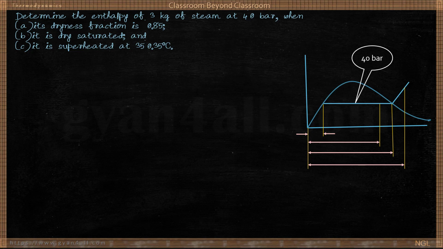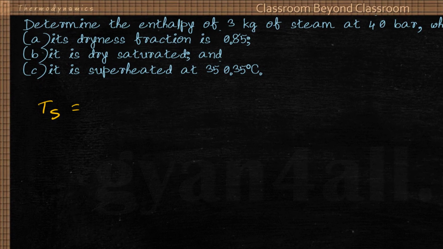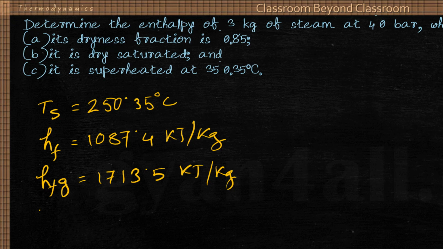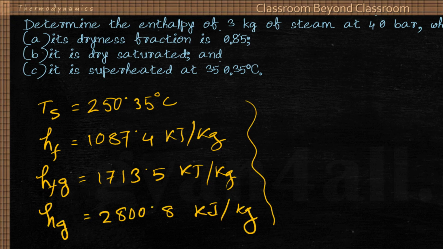So from steam table at 40 bar pressure, we get saturation temperature Ts is equal to 250.35 degree centigrade. Sensible heat HF is equal to, then latent heat of vaporization is HFG, and also total heat of dry steam, that is Hg, is equal to. So with this data from the steam table we can solve the problem.